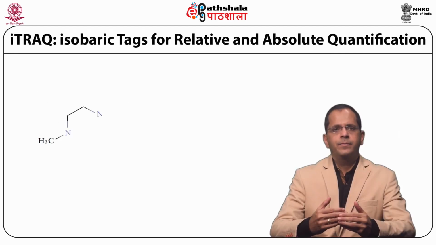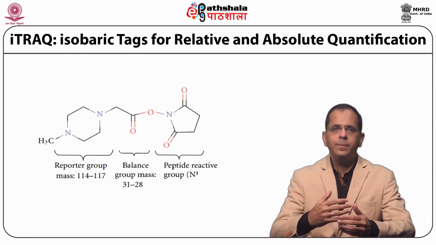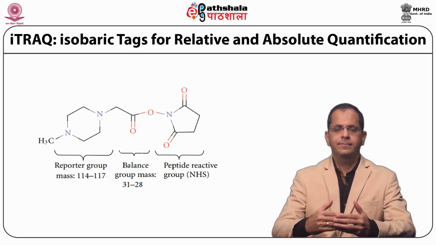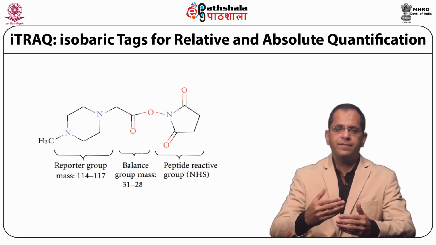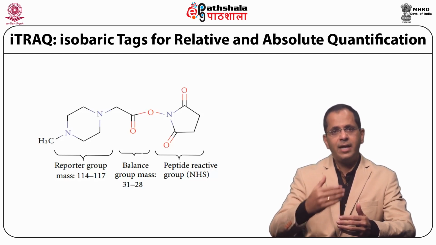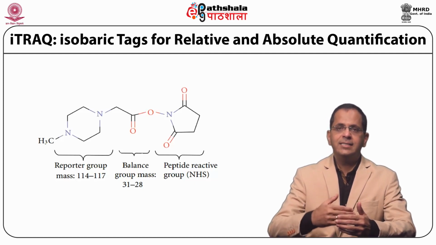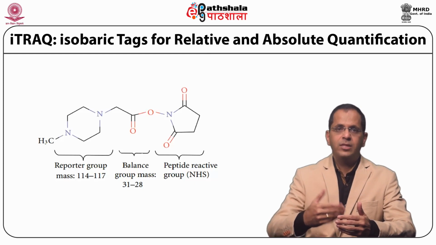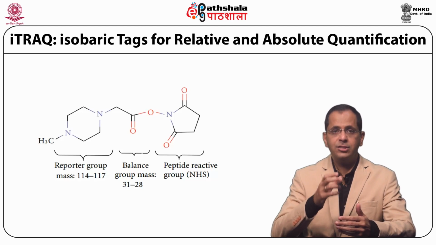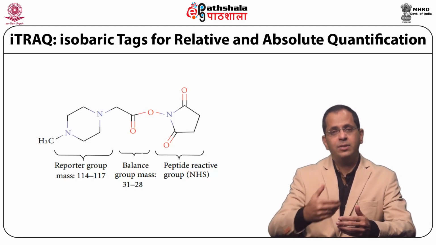Now we come to the concept of iTRAQ. iTRAQ refers to isobaric tags for relative and absolute quantification. It comprises of an amine-specific reactive group. This tags to the primary amine group of lysines. Reporter group has different isotopic composition with 1 Dalton mass shift. There is also a balance group that has an isotopic composition complementary to the reporter group.